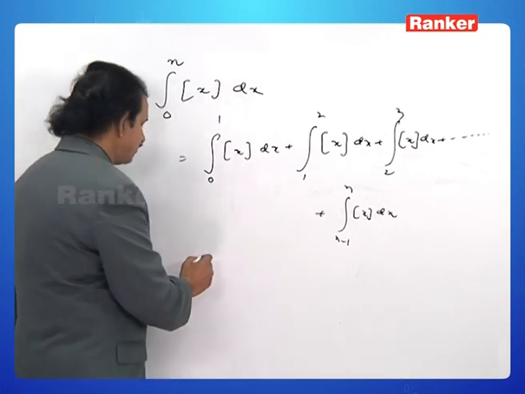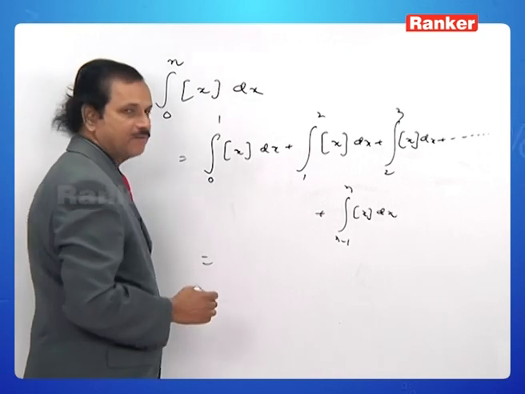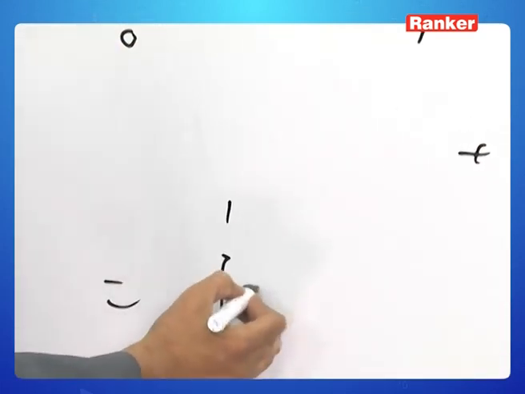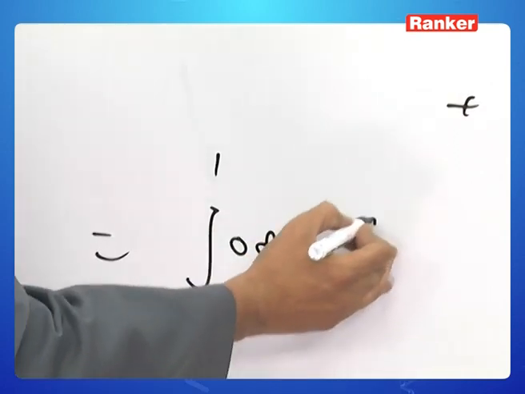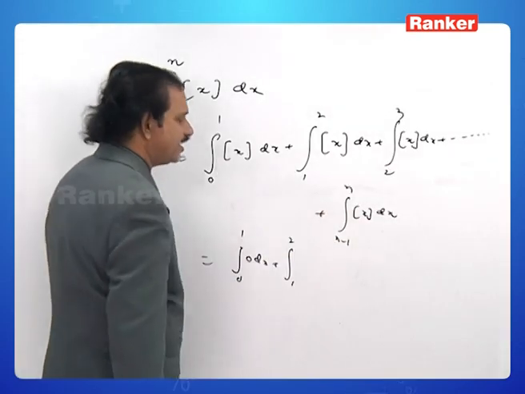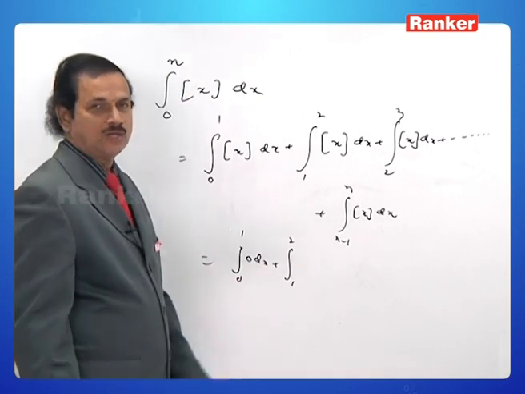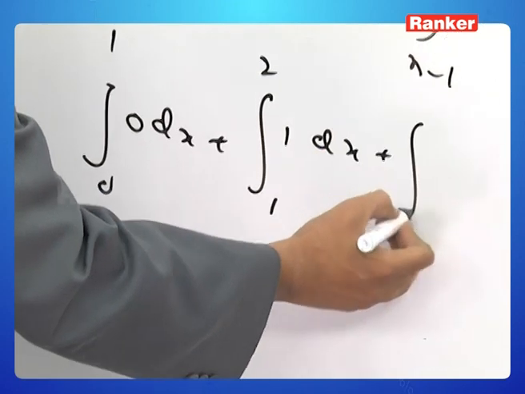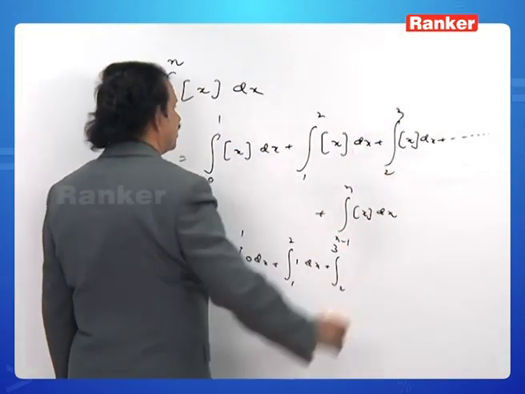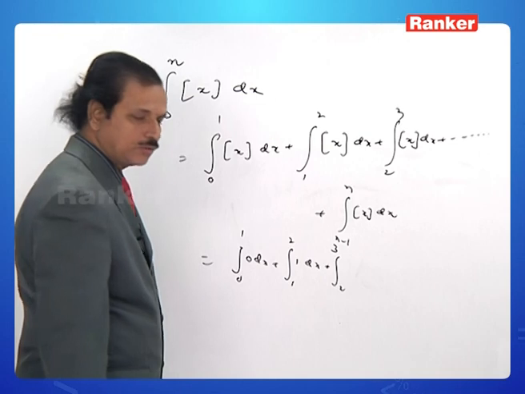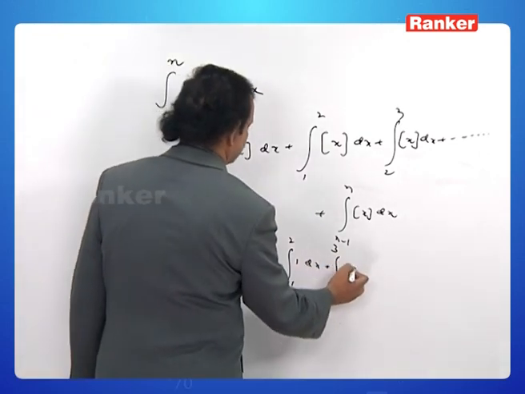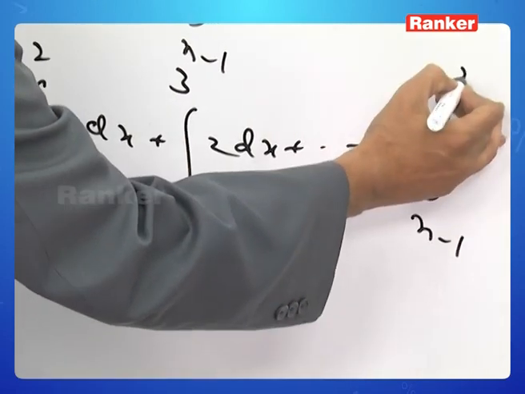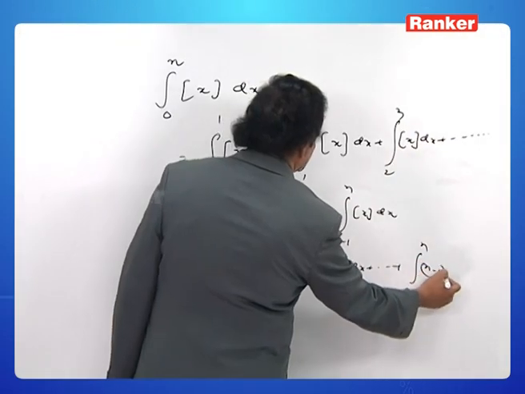Come on friend, between 0 and 1, what is the integral part of x? 0. So integral 0 to 1, 0 dx. Integral 1 to 2. Between 1 and 2, what is integral part of x? 1. 1 dx plus integral 2 to 3. Between 2 and 3, what is integral part of x? 2. 2 dx. And so on, integral n minus 1 to n, n minus 1 dx.